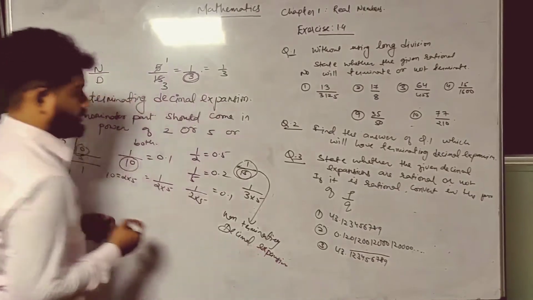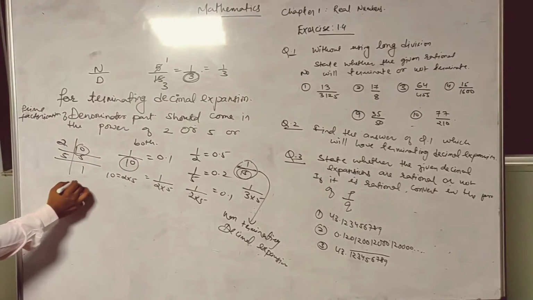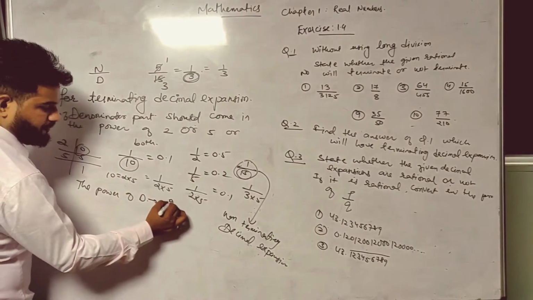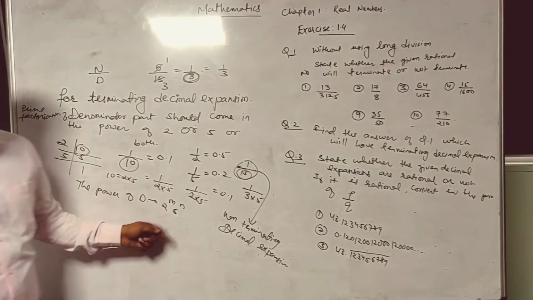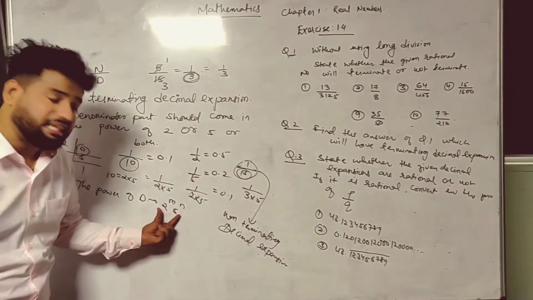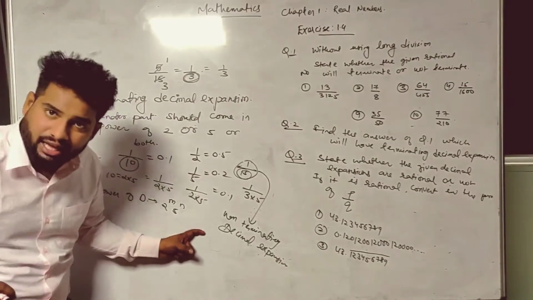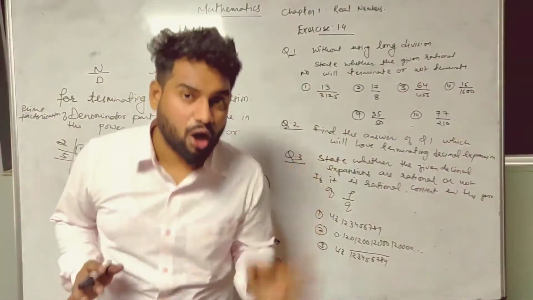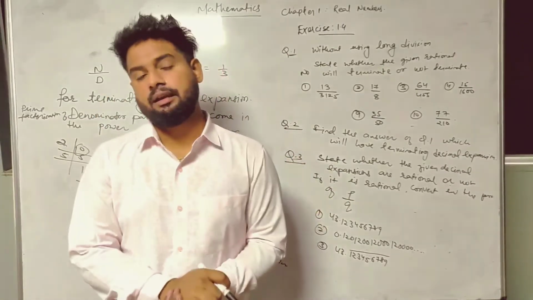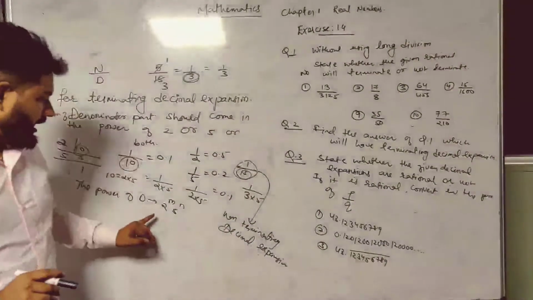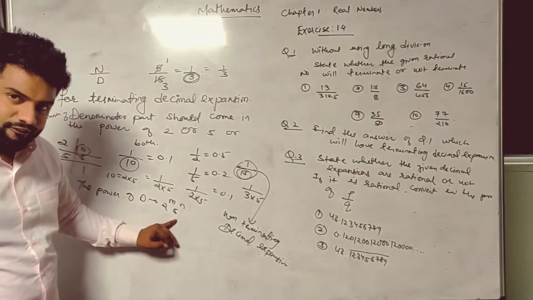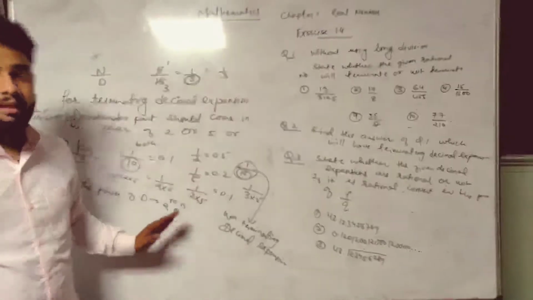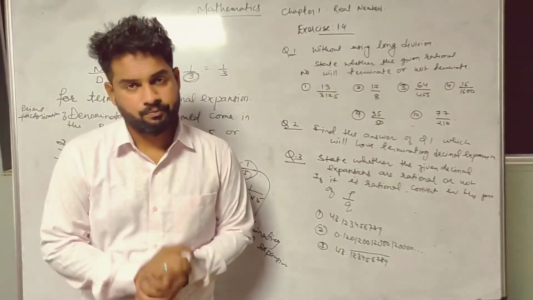Right? So the denominator should be 2 to the power of anything and 5 to the power of anything: 2 to the power of m, m being any number, and 5 to the power of n. No other prime factor is allowed. If any prime factor is there in the denominator apart from these two, that number will always be a non-terminating decimal expansion. So if you can convert your denominator into a power of 2 and 5, then it is a terminating decimal expansion. If you cannot, then it will be a non-terminating decimal expansion. Is it clear?